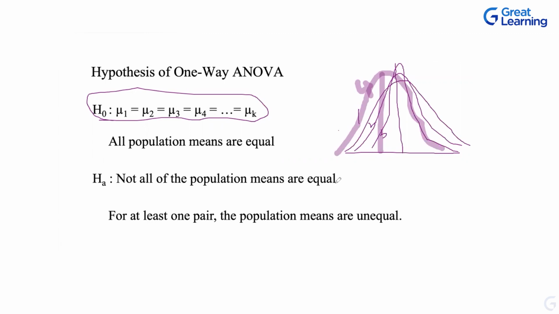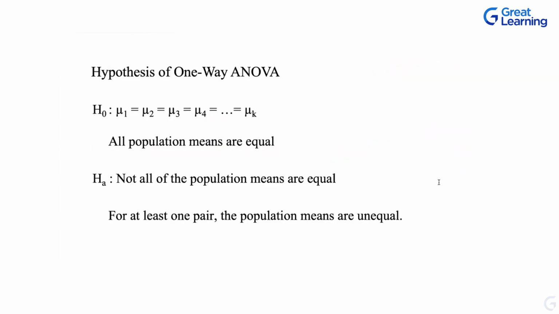Importantly, what you need to keep in mind is that it does not tell you which one is different. It tests whether all are in the same acceptable range or not. If not, it will tell you so. So at least one pair, if you are using three samples, it could be A equal to B, A equal to C, B equal to C. It doesn't tell you which is different, but at least one pair has different means compared to the other. That's what ANOVA tells you. This is one.